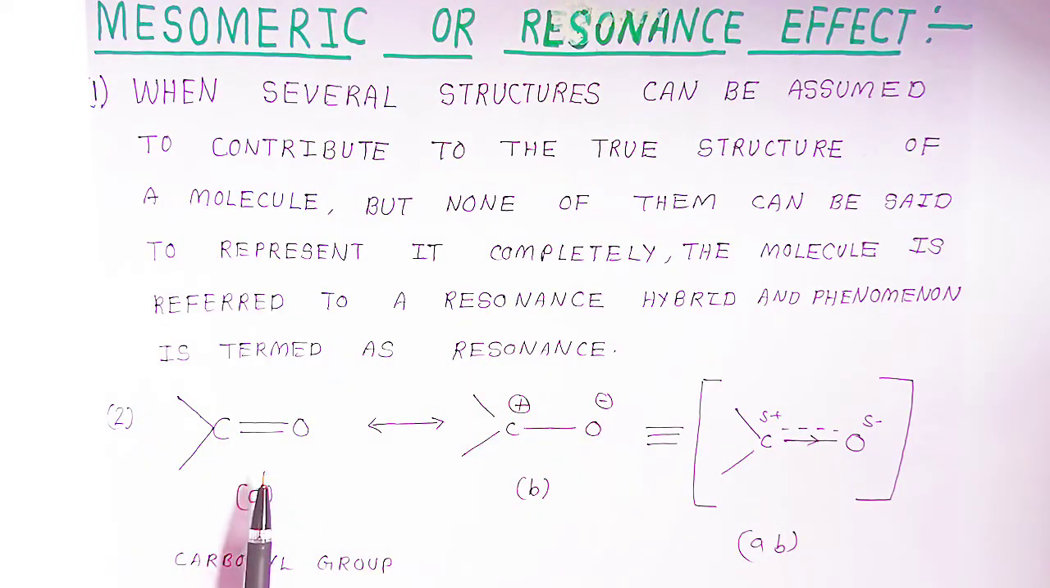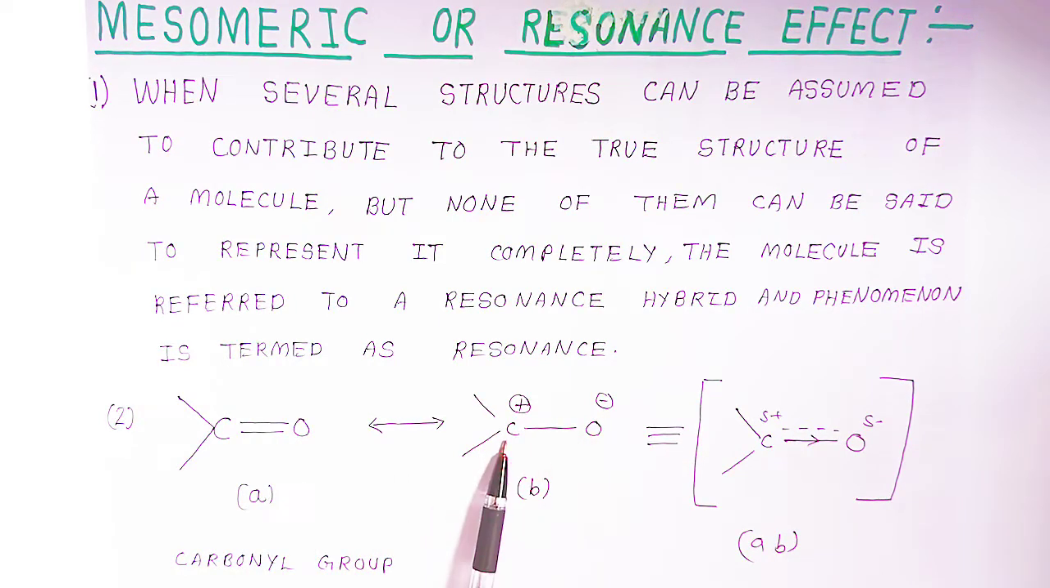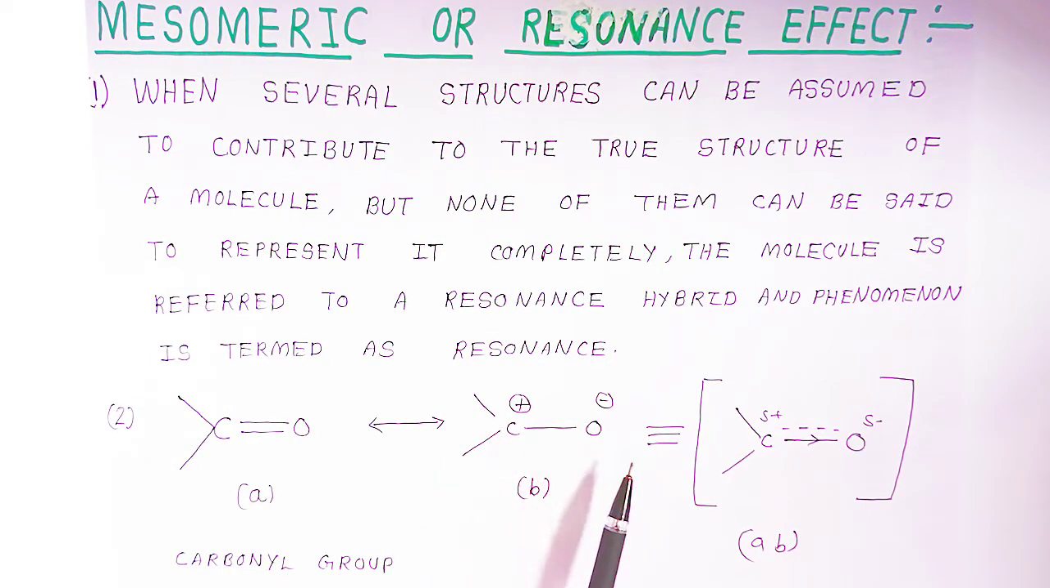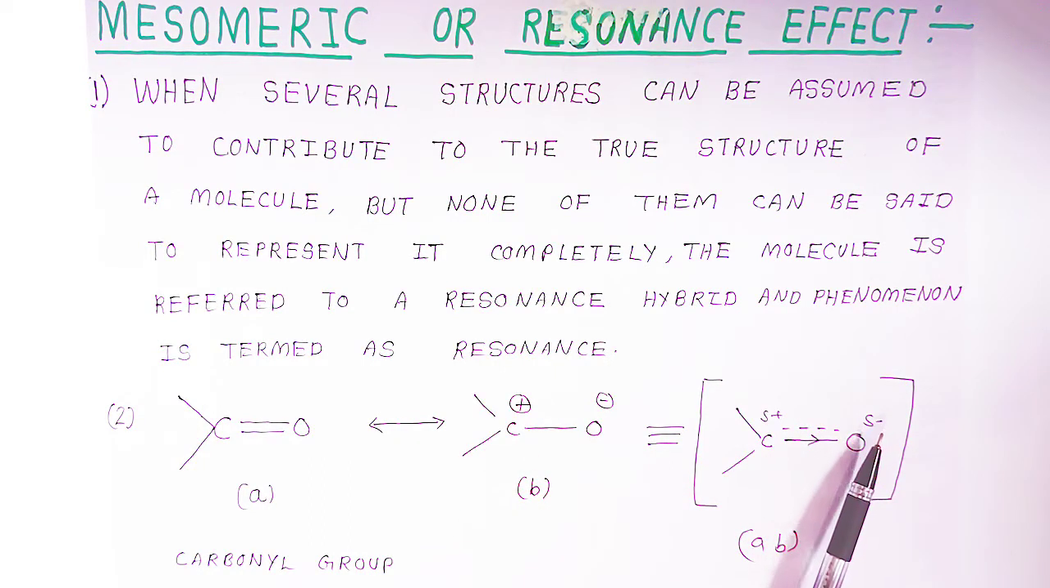Now here, students, I have taken the carbonyl group. If you draw the carbonyl group, the oxygen will have a negative charge and the carbon will have a positive charge, because oxygen is more electronegative than carbon. Now when you draw the hybrid structure of this molecule, the oxygen will carry a partial negative charge and the carbon will carry a partial positive charge. So this is the structure.